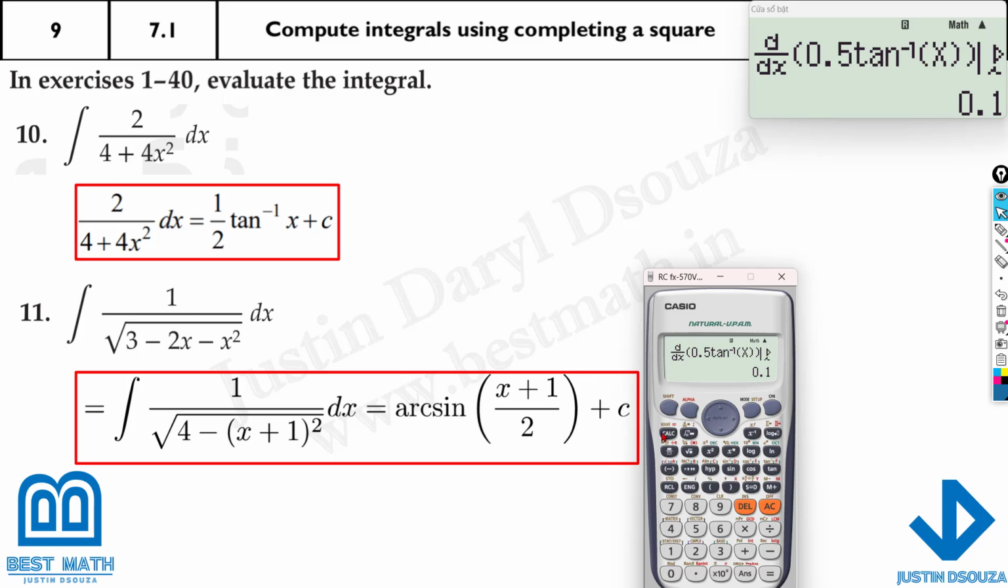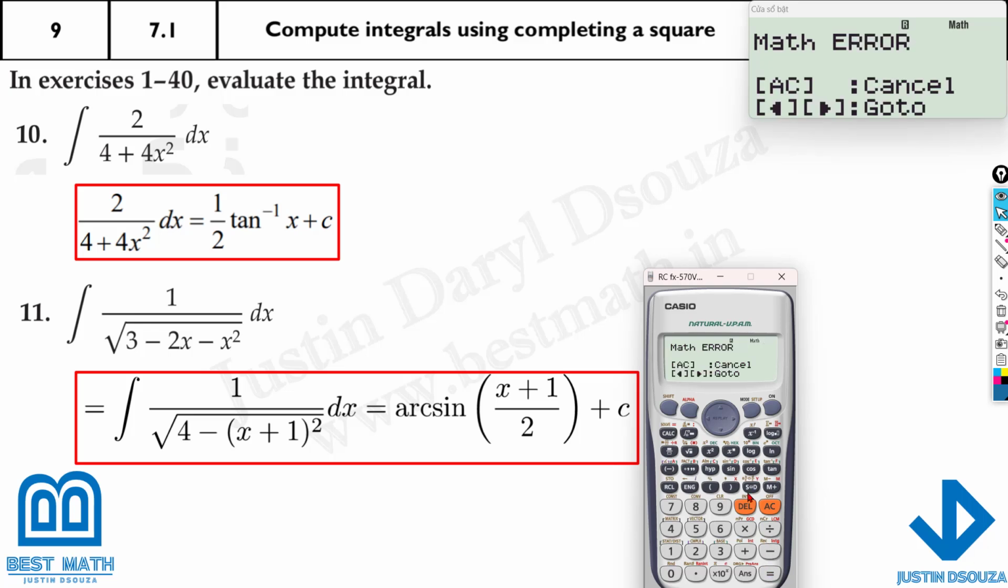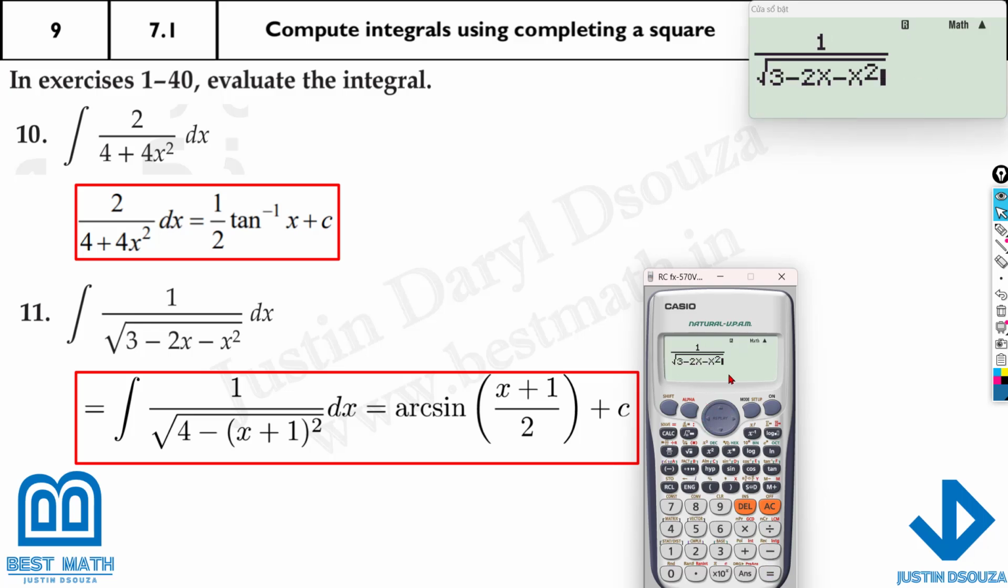Same thing here, it's 1 divided by the square root of 3 minus 2x minus x squared. That's it. Calculate this at 2. Now here we are getting a math error. Why? Because see, there is a square root involved. You must be very careful when there's a square root involved. If the answer inside is negative, you will not get the answer. Why? Because it will be imaginary numbers.